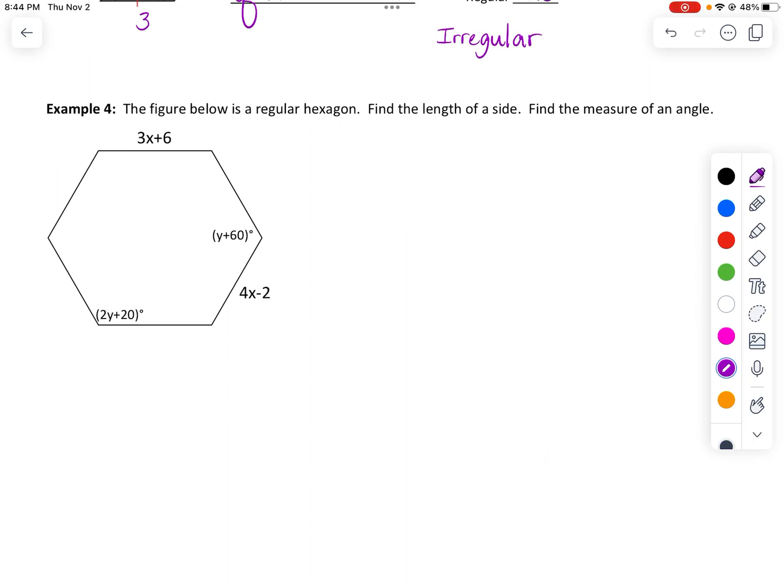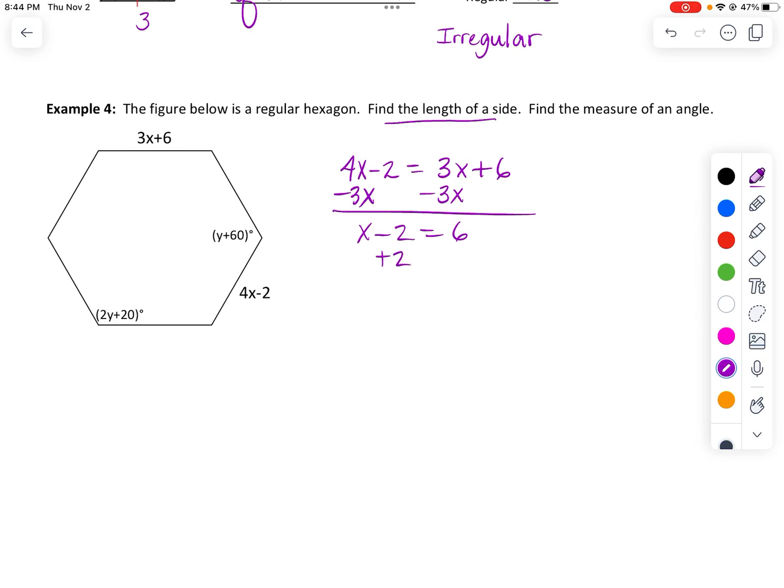So if we want to find the length of a side, we will look outside the shape, and we would look at the 3x plus 6 and the 4x minus 2, and we would set them equal. So 4x minus 2 equals 3x plus 6. If you solve that, you would subtract 3x from both sides. You'd get x minus 2 equals 6. Then you would add 2 to both sides, and you'd get x equals 8.